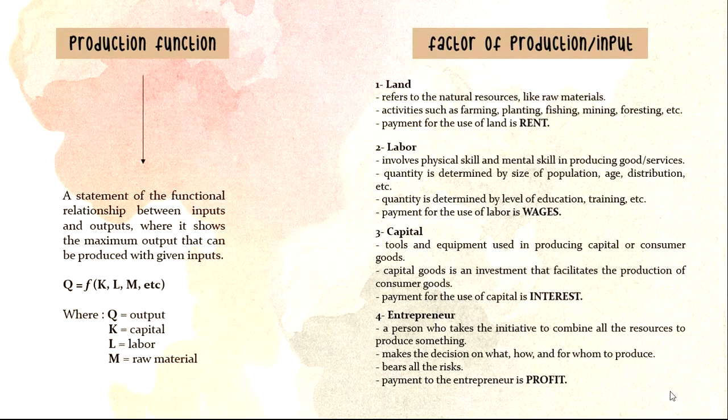And the last one is entrepreneur, a person who takes the initiative to combine all the resources to produce something. So the entrepreneur is the one who uses all the factors of production. It combines all the land, labor, and capital to produce something. It makes the decision on what, how, and for whom to produce. It bears all the risk. Payment to the entrepreneur is profit.